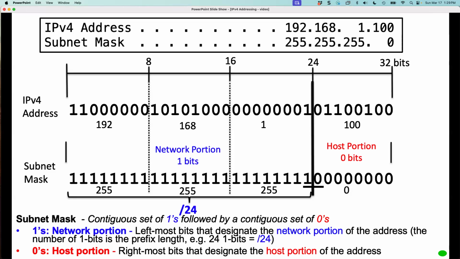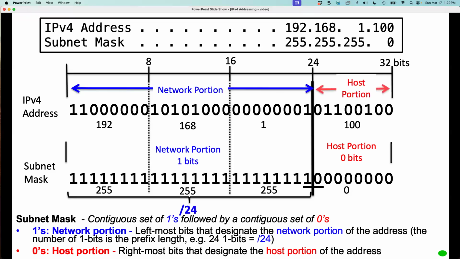Okay, let's get back to this subnet mask. Where the 1s end and 0s begin, where the 1s are, that's the network portion of our address. Where the 0s are, that identifies the host portion of our address. So where the 1s are here, that's the network portion, and where the 0s are here, that's the host portion. If I do that up here, we can move that line right there. 192.168.1 is the network portion. The 100 is the host portion on that network.